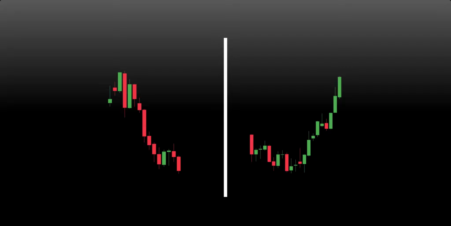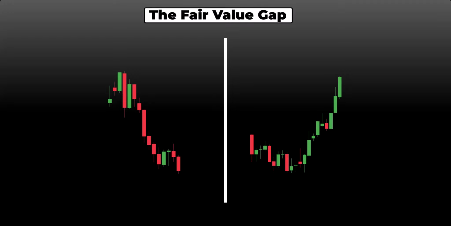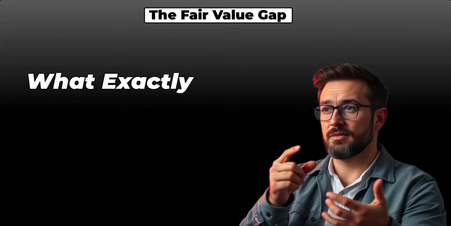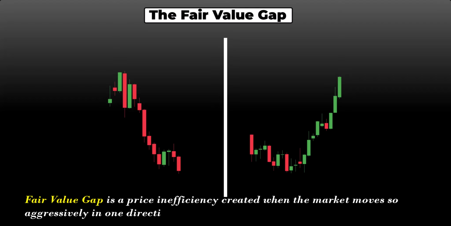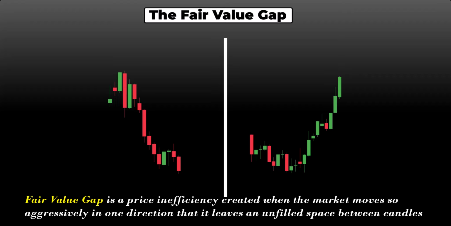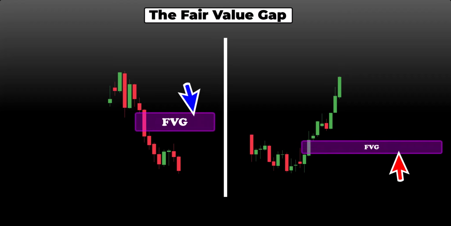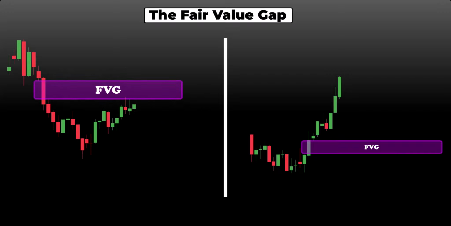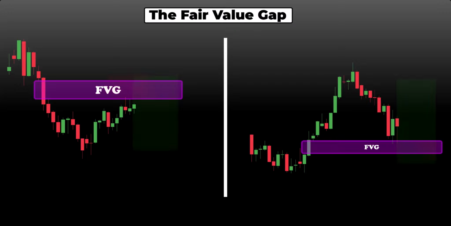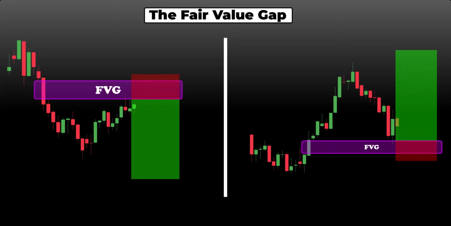So let's start with one of the most misunderstood yet powerful smart money tools, the fair value gap. So what exactly is it? A fair value gap is a price inefficiency created when the market moves so aggressively in one direction that it leaves an unfilled space between candles. This imbalance shows where price didn't trade fairly, and it often acts like a magnet that pulls price back for a retest. Traders use these zones to identify precise entry points, and when applied correctly, they deliver sniper-level accuracy.